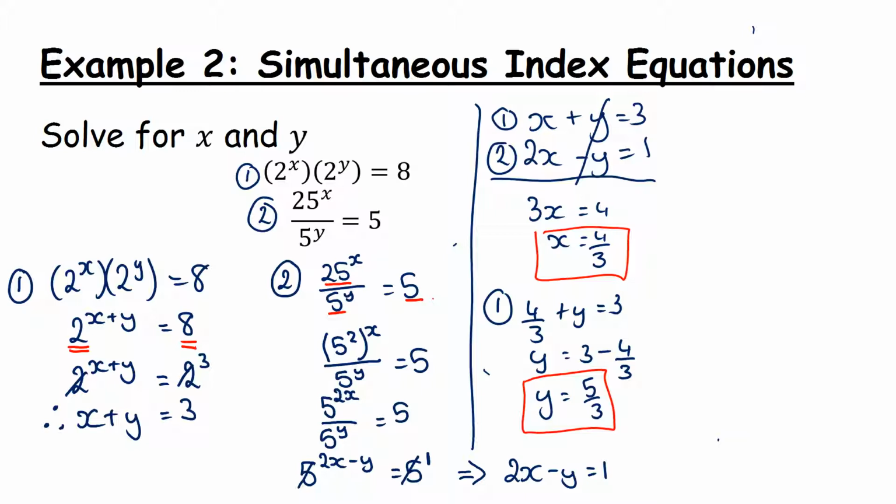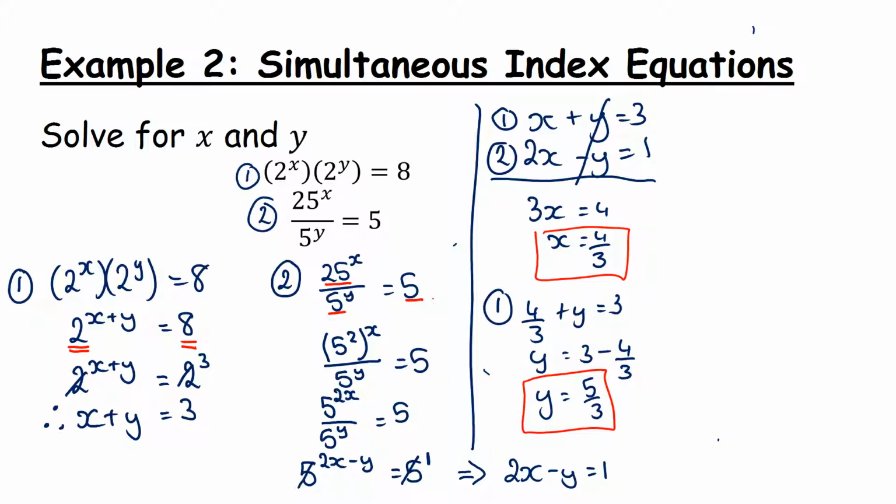So my new simultaneous equations look like this. Equation 1 is x plus y equals 3, and equation 2 is 2x minus y equals 1. So let's work on our simultaneous equations. The y's will straight away cancel. We're left with 3x equals 4. So x equals 4 over 3.